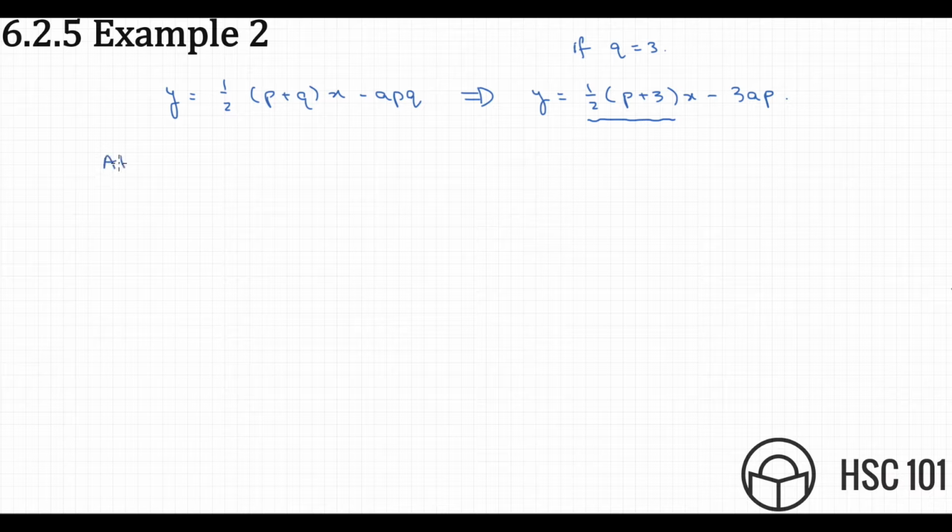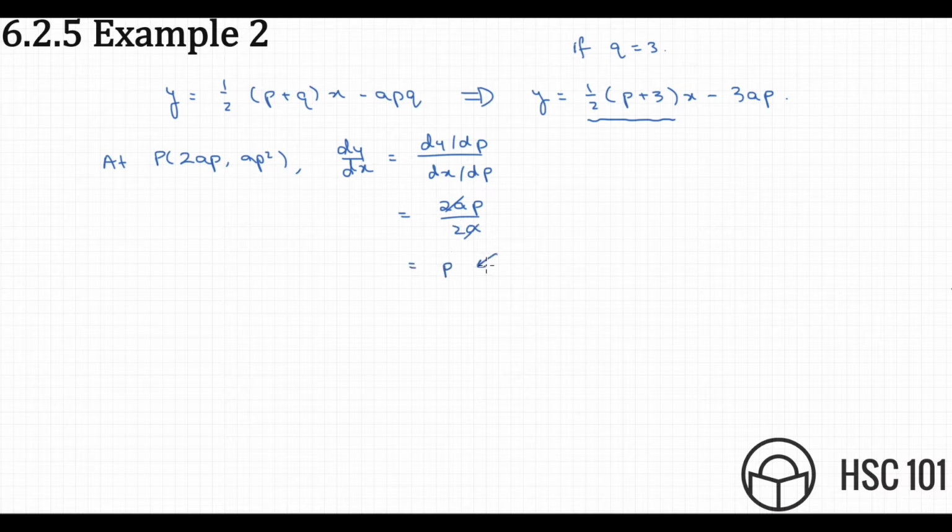Now, on the other hand, at the point P (2ap, ap²), if I differentiate for dy/dx, dy/dx is going to be dy/dp over dx/dp. That's going to give us 2ap over 2a. Differentiate ap² with respect to p, you get 2ap. Differentiate 2ap with respect to p, you get 2a. The 2a's cancel out, and this gives you p. And what this represents is the gradient of the tangent.